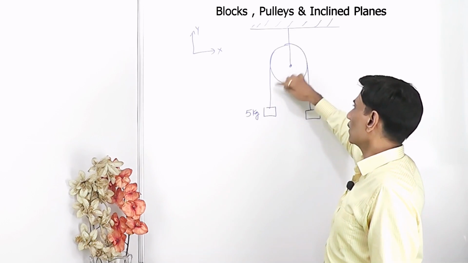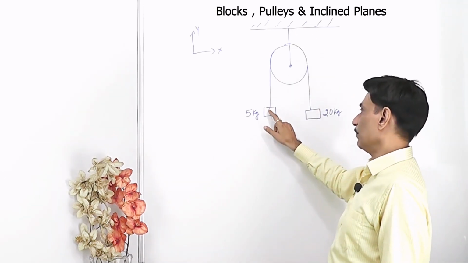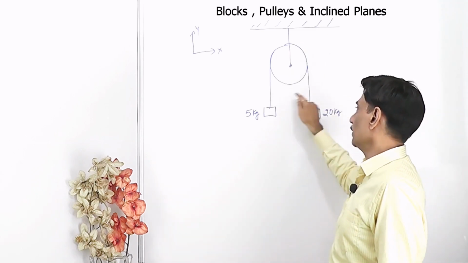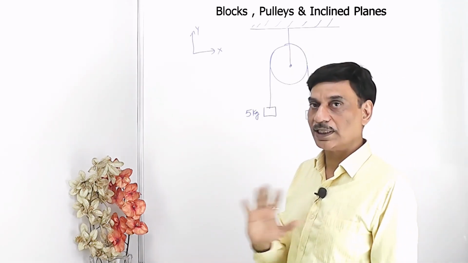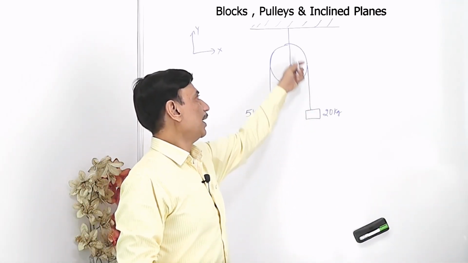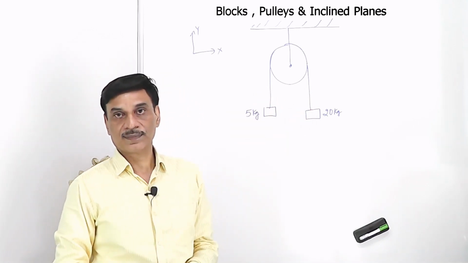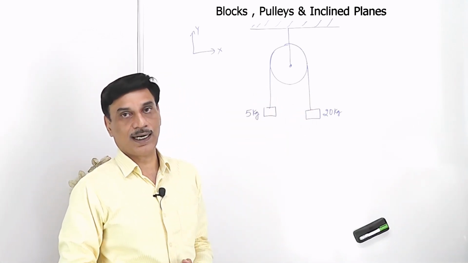The strings are massless, and the string which is connecting the 20 kg block and the 5 kg block and passing over the pulley is also massless. All the things are ideal. We are asked to find the tension in these strings, this string and this string. This is obviously one string. Whatsoever tension is over here, the same tension is going to be over here. One string, one tension in the ideal string.